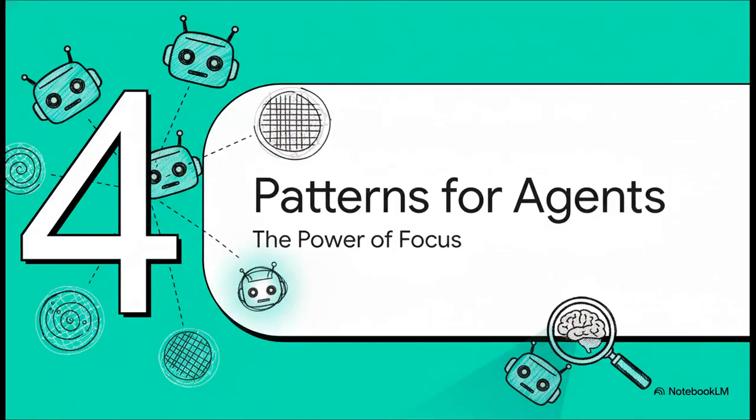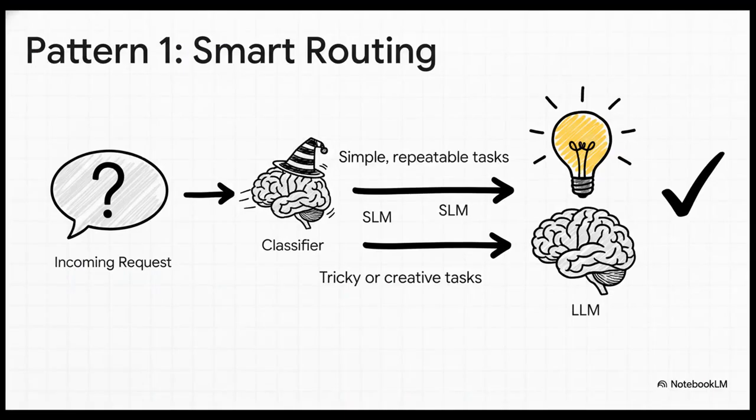So this efficiency, this power of focus, it brings us to one of the most exciting applications out there, AI agents. It turns out SLMs are a perfect match for how agents work. Let's dig into 4 powerful patterns for putting them together. First up is what we call smart routing. And really, it's just common sense. Use the right tool for the job.